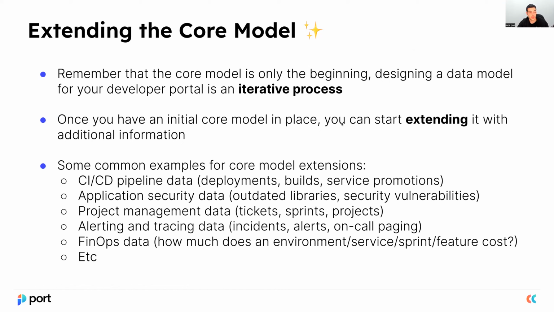So here are some common examples for core model extensions. We could add CI/CD pipeline information, so deployments, builds, service promotions, and so on. We can talk about application security information, outdated libraries, security vulnerabilities, things such as that. We can talk about project management data, tickets, sprints, projects, different components, epics, and so on. We can talk about alerting and tracing data, incidents, alerts, on-call paging, different incidents in a given service, or the history of incidents for a given service.